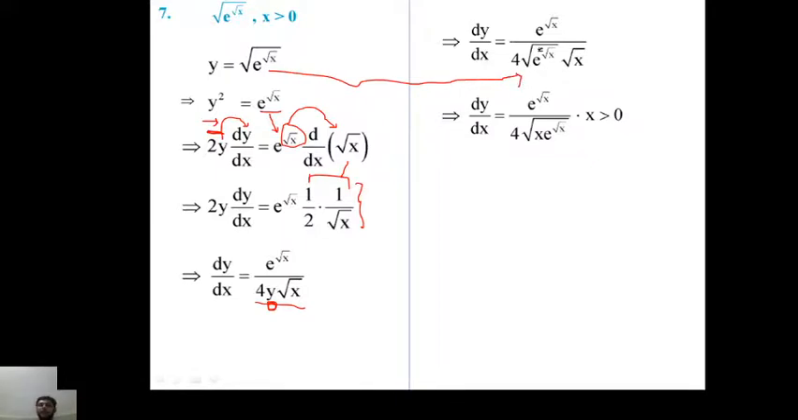Okay, so your dy by dx square root, so into square root it is multiplication, square root of a into square root of b is equal to square root of ab. So square root of e raised to root x into square root of root x, so that is multiplication into square root, that is square root of x into e raised to root x.